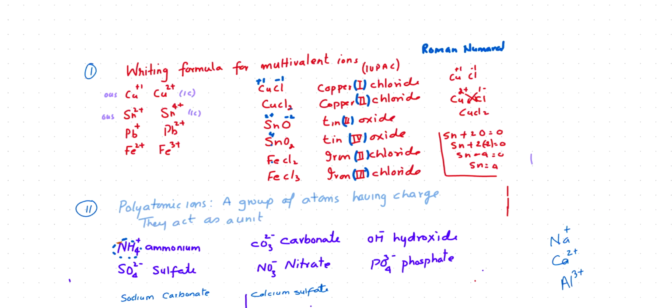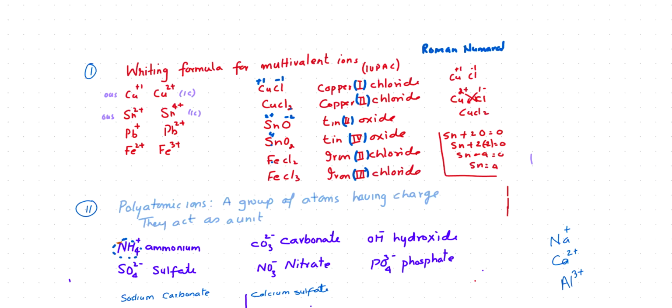So when they form compounds, we have to name the element, say what the valency is, and write the non-metal. Like CuCl, copper valency is 1, so we write copper 1 chloride. CuCl2, copper valency is 2 here, so we write copper 2 chloride. SnO is tin, tin is Sn, so Sn valency is 2 here, so tin 2 oxide. SnO2, here Sn valency is 4, so tin 4 oxide.